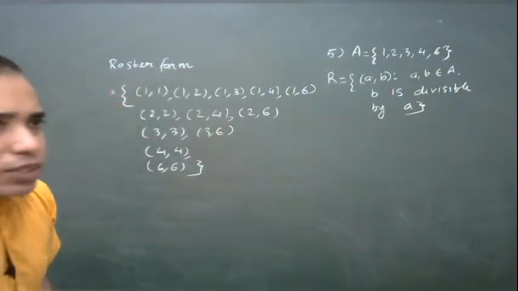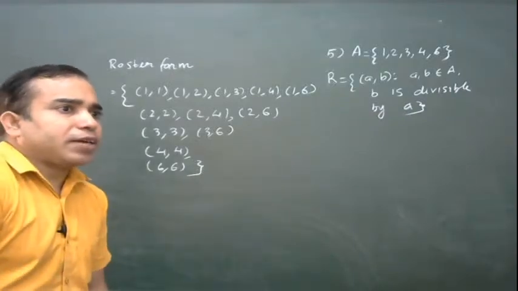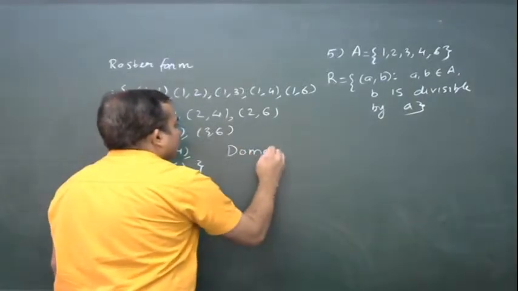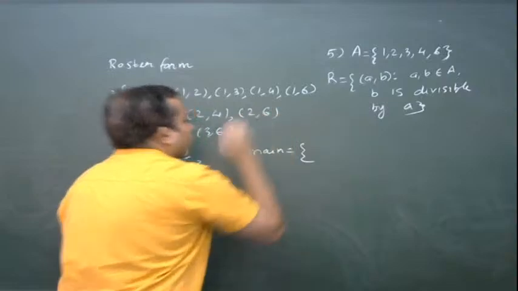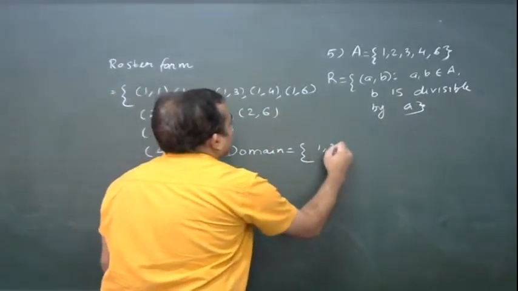Then what is the next thing? The next thing is they are asking to find its domain and range. Of course, the domain will be the collection of first elements. There is no doubt about it. And if I pick the first elements, it will be 1, 2, 3, 4, 6.